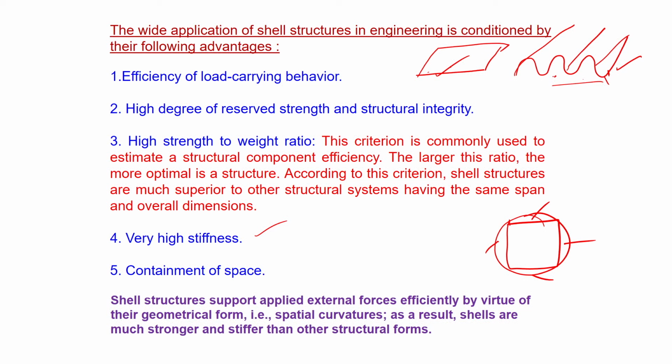just a cuboid structure. Shell structures support applied external forces efficiently by virtue of their geometrical form. That is the main reason, the spatial curvature. If this curvature is not there, it cannot support. Because of this curvature they are stronger, stiffer than other structural forms.